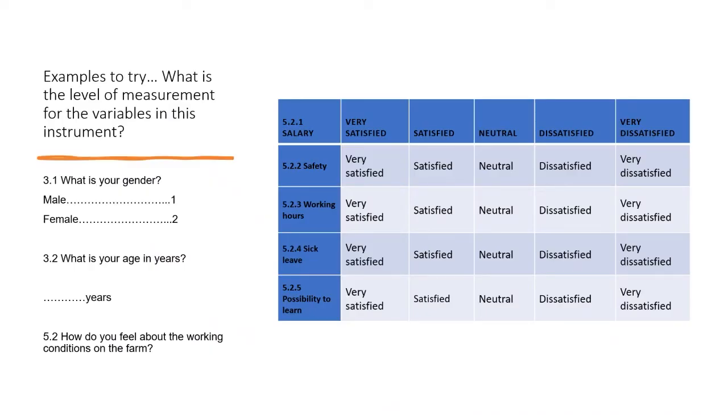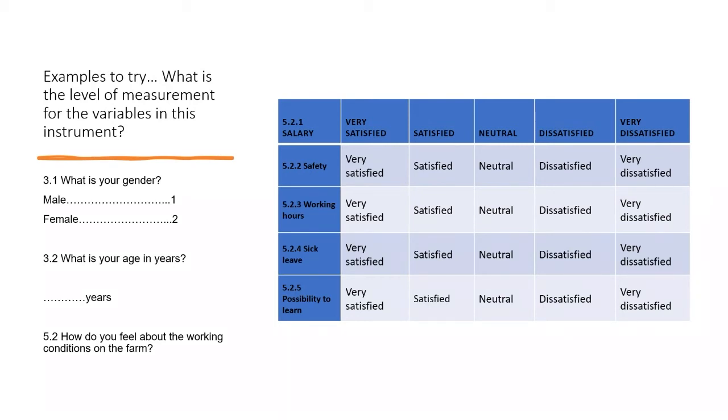Here are another examples to try. Let's see if we can spot what the level of measurement for each of these questions in someone else's questionnaire is. What is your gender is obviously nominal, because it is just 1 or 2. What is your age in years is ratio, because it's a continuous variable and I can go and work out a mean. How do you feel about the working conditions on the farm?